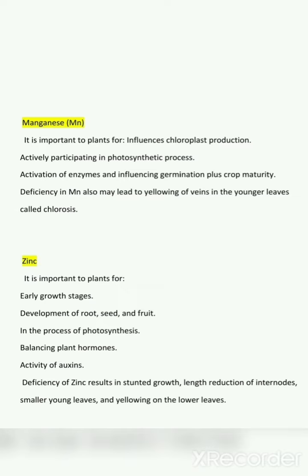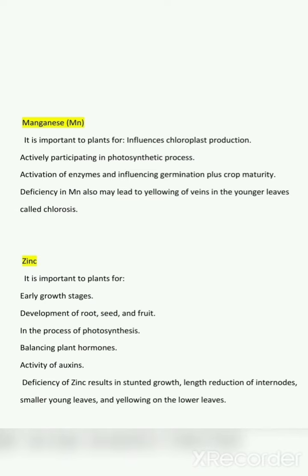The last one is zinc. How important is zinc to the plant? It helps in the early growth stages of the plant, like development of roots and further seed and fruit development in later stages, and also it helps in the process of photosynthesis and balancing plant hormones. Very importantly, it is involved in the activity of auxins. So the deficiency of zinc results in stunted growth, length reduction of the internodes, smaller young leaves and yellowing on the lower leaves.